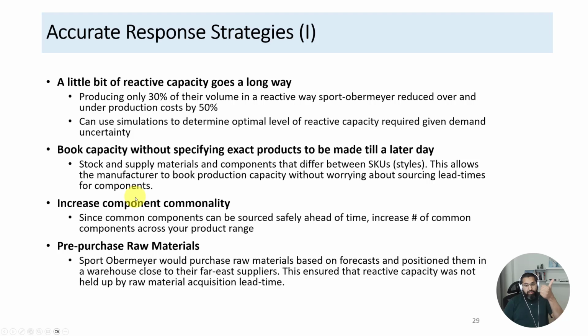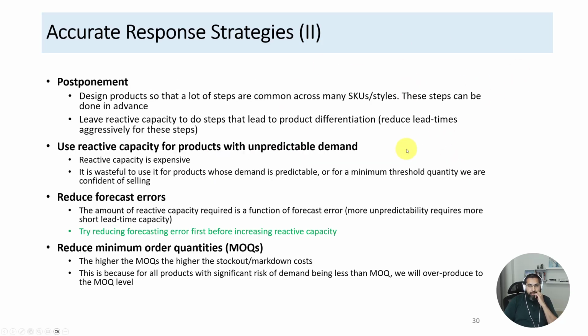So, component commonality, raw materials, book capacity without specifying products, all of these 3 points on this slide, their entire aim is to reduce lead time, to convert regular capacity to reactive capacity. It's a continuum, right? It's not that below a lead time of 60 days, now you have reactive capacity, at 61 days you have efficient capacity. No, it's a continuum. So you want to push your capacity to be more reactive by shortening the lead time. These are all ways to shorten the production lead time.